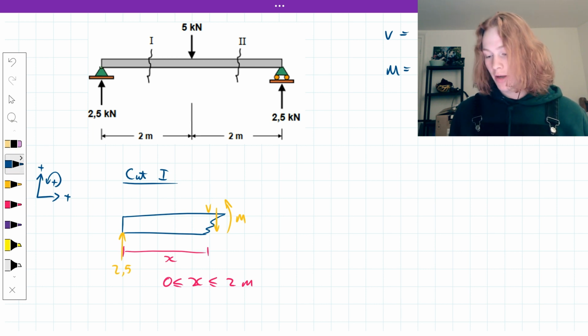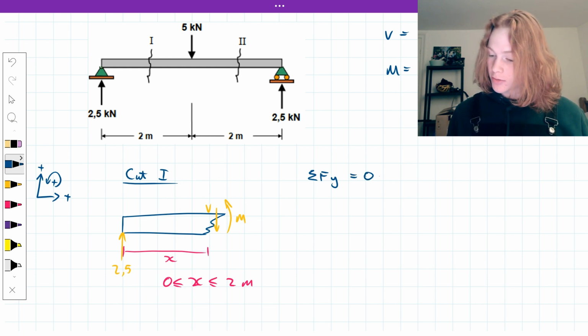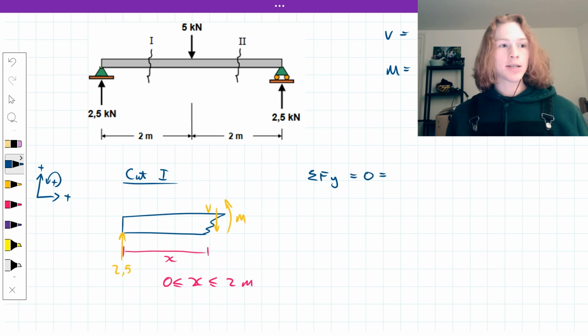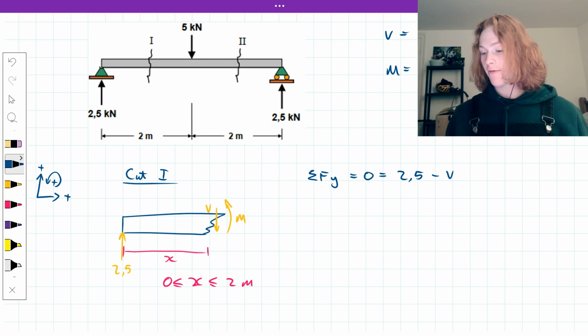As we do with everything, we're going to sum the forces in the y direction. It's statics, so they equal 0. So we can say positive 2.5, according to my sign convention, minus V, where V equals 2.5.